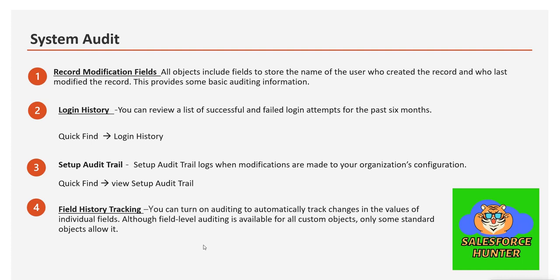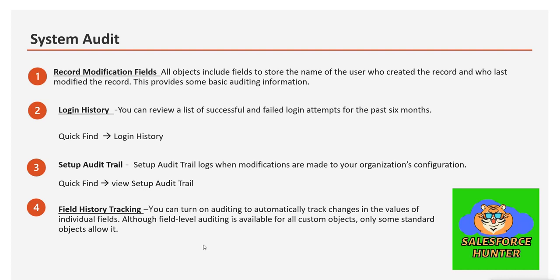Next comes setup audit trail. Setup audit trail logs when modifications are made to your organization configuration. Basically, suppose you have edited a field or edited some parameters of the object, or you have written some Apex code like that. Basically you are changing the configuration of your org. Only then all those changes come to the setup audit trail. To check it, you just go to quick find and then type view setup audit trail. So that's two things.